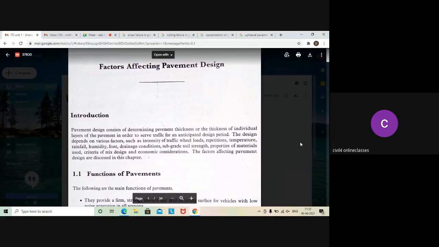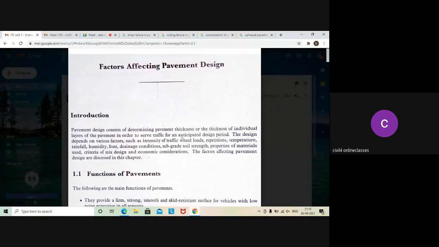Pavement design is nothing but determining each and every layer of the pavement. It depends on how many layers, and on the types of pavements we are going to use. Also, it has to serve the traffic for the anticipated design period, for example 10 years or maybe 15 years. Before we design, we need to imagine how much traffic load may be coming onto the pavement structure, and based on that we need to design the pavement.